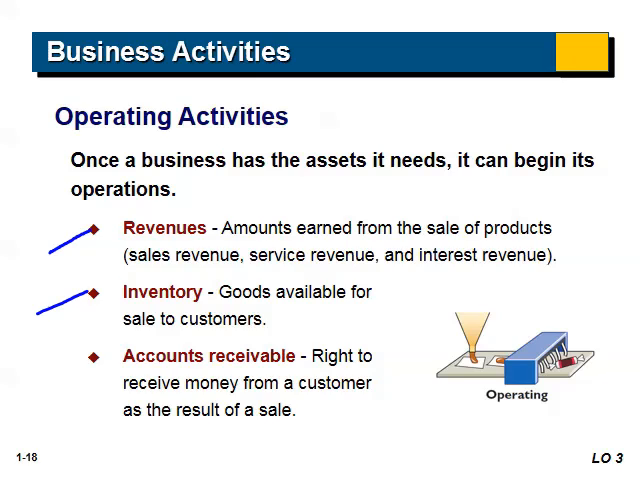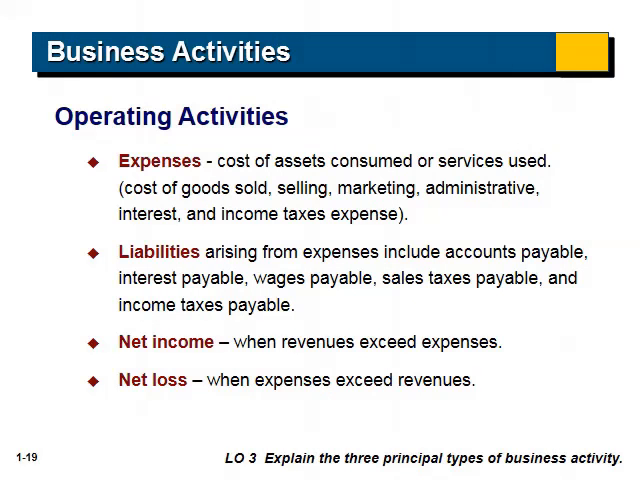Inventory are the goods available for sale. So if you own a sporting goods store, all those goods, the basketballs and tennis shoes and shirts and everything else, we call that inventory. And accounts receivable is the right to receive money from a customer as the result of a sale. You go into a store, and instead of buying something for cash, you use a credit card. That is what we call an accounts receivable, because the company made the sale, and they have the right to collect the money from that sale.